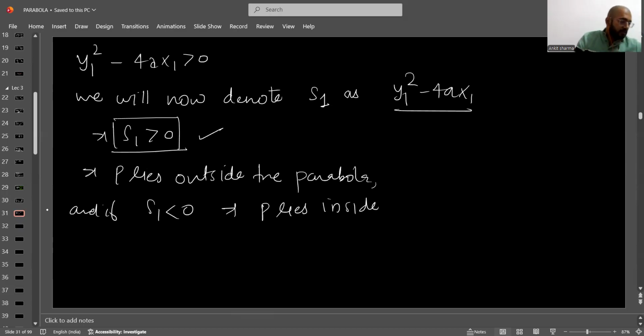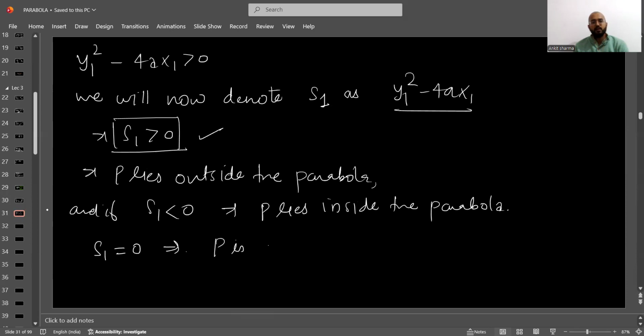P lies inside the parabola. And S1 is equal to 0. This implies P is on the parabola because it is satisfying the equation. So P is on the parabola. I hope this is quite clear.